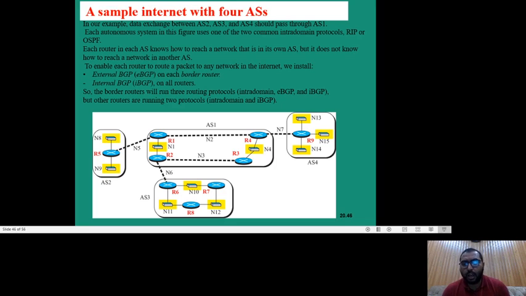And what is iBGP? It is installed on all other routers which are not border routers. For example, in an autonomous system, R3 is a router where only iBGP will be installed along with the intra-domain protocol. So a border router runs three protocols on top of each other: the intra-domain protocol, on top of that eBGP, and on top of that iBGP. The simple routers in an autonomous system run the intra-domain protocol and iBGP.